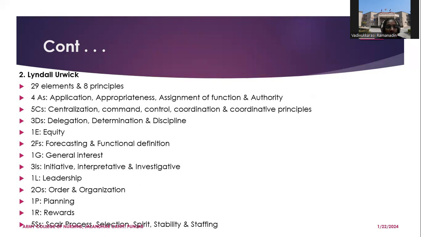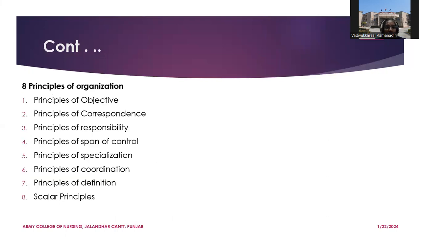And there are 2 F's: forecasting and functional definition. And 1 G, that is general interest. And 3 I's, which include initiative, interpretative, and investigative. And 1 L, which is leadership. There are 2 O's, that is order and organization. 1 P, which is planning. 1 R is reward, and 5 S's are scalar process, selection, spirit, stability, and staffing. So these are all the 29 elements, and then the 8 principles of organization, which include the principle of objective.